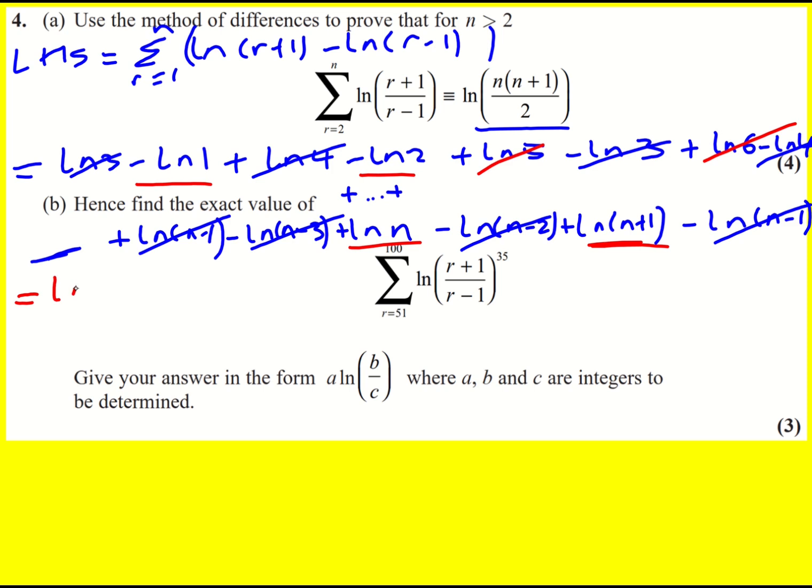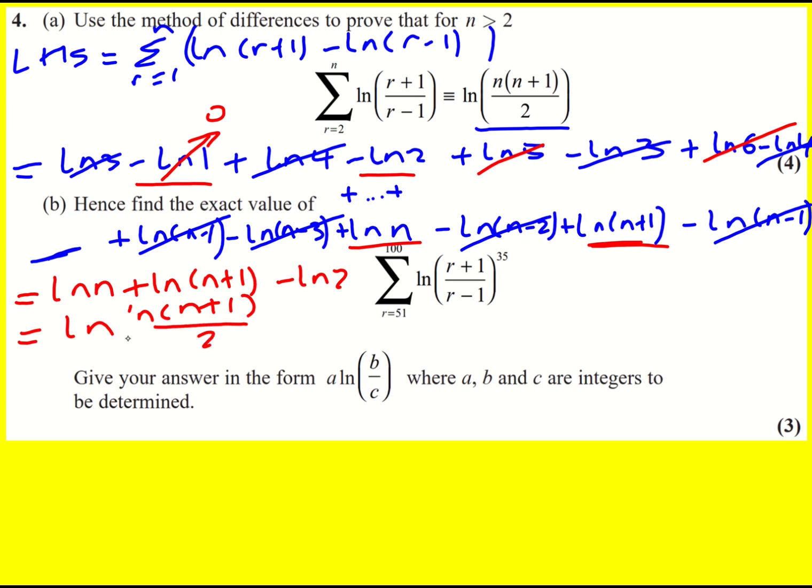So then I've got ln n plus ln (n plus 1) minus ln 2, because this is actually 0. Ln 1 is just 0. And this all comes together as ln of n(n plus 1) over 2. I'll put it in a bracket, and that is our right-hand side. Brilliant. Okay, I'll just say left-hand side is right-hand side.